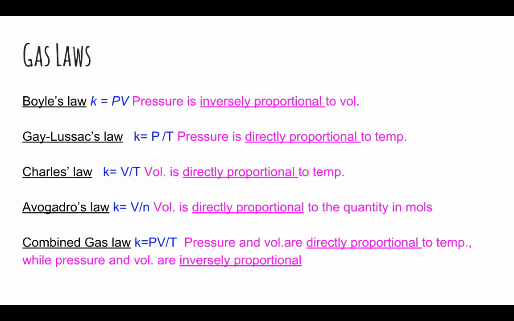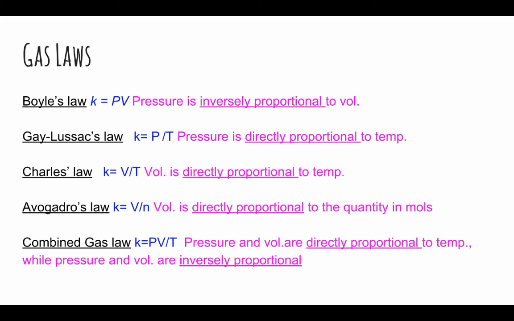So these are the gas laws that we're going to be talking about: Boyle's law, Gay-Lussac's law, Charles' law, Avogadro's law, based on Avogadro's number, and then the combined gas law. So Boyle's law is the proportionality is equal to pressure times volume, which is an inverse proportional relationship. As one variable goes up, the other goes down. Gay-Lussac's law, Charles' law, and Avogadro's law are all directly proportional.